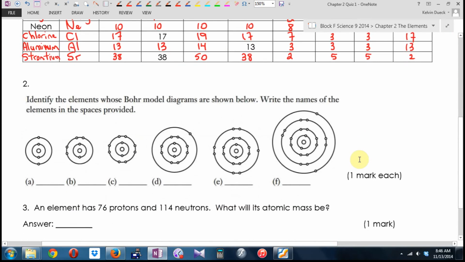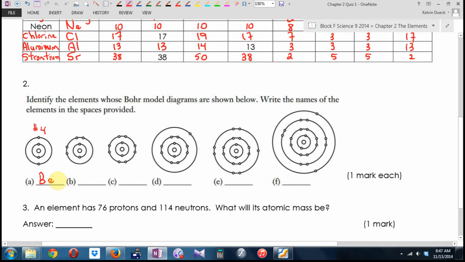Identify the elements whose Bohr model diagrams are shown below and write the names. Okay. What I'm really seeing is 1, 2, 3, 4 electrons, which means this is element number 4, which means it's, by the way, I wrote the symbol. If you wrote the name, that's fine. It's beryllium, but I'll take the symbol.